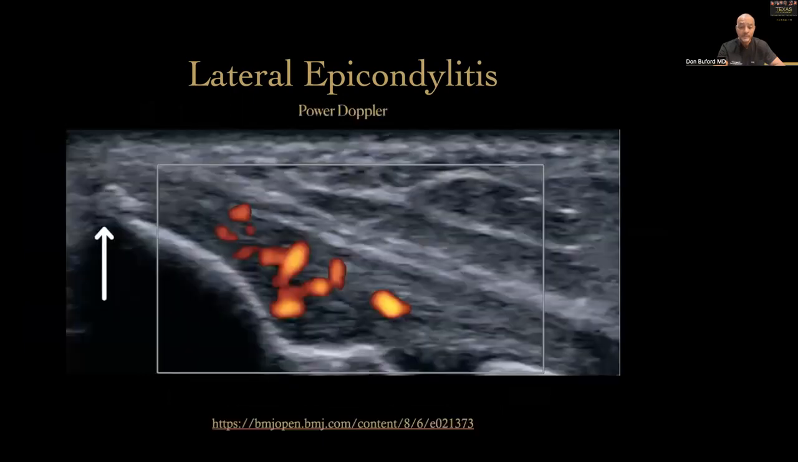We can use Doppler. We don't have to use Doppler, but if you want to check for increased vascularity, then Doppler is a nice way to, again, pick up a side-to-side difference from the symptomatic side to the asymptomatic side. So if the right elbow is symptomatic and the Doppler looks like this, and the left lateral elbow is not symptomatic and the Doppler doesn't light up, that also strengthens your diagnostic argument that you've got some tendinopathy going on there.